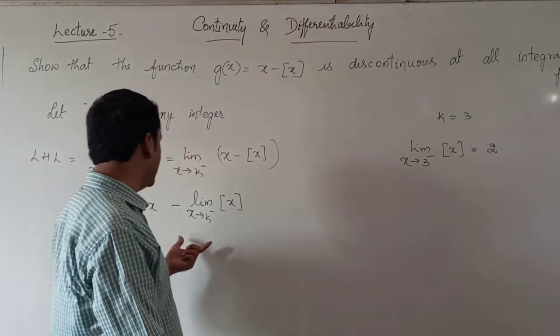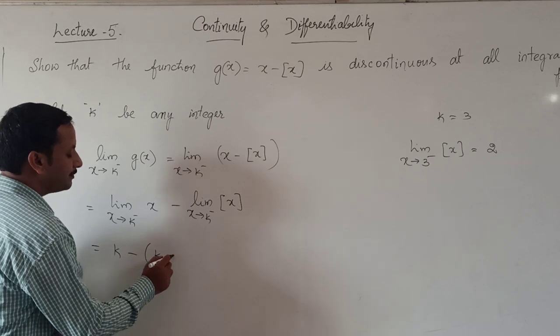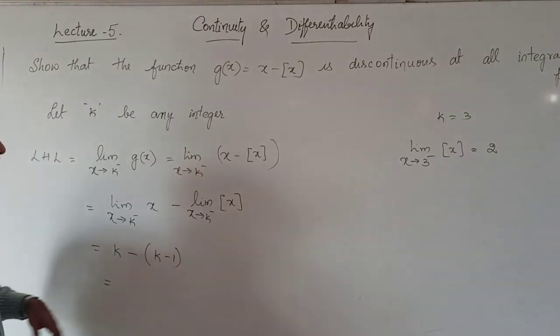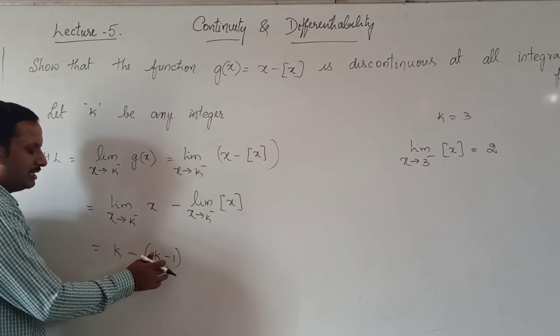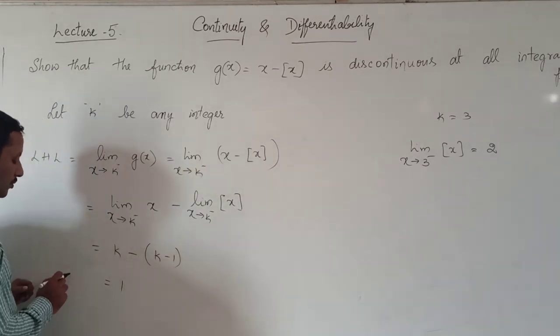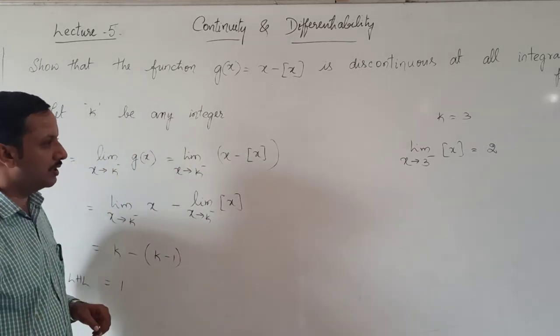So here you will get k minus 1. Okay. k minus (k minus 1) will give you k minus k plus 1. This is equal to 1. The left hand limit is equal to 1.